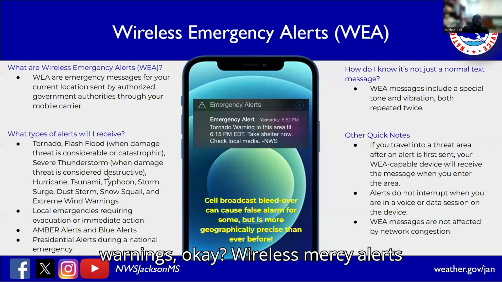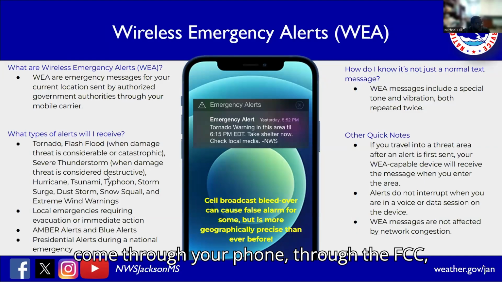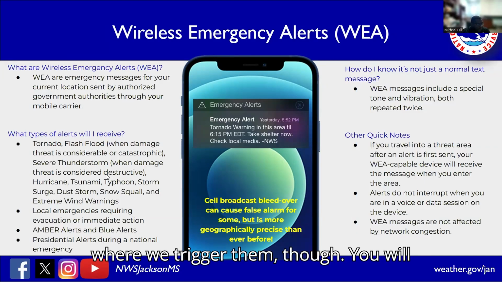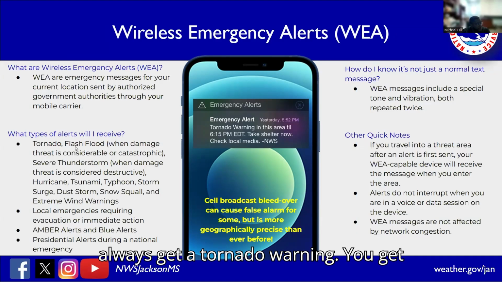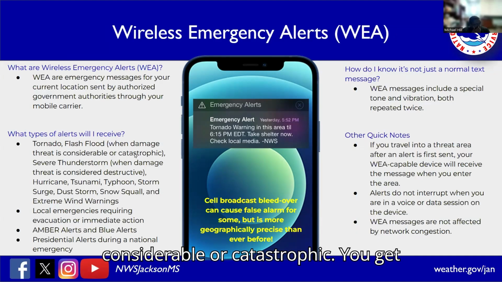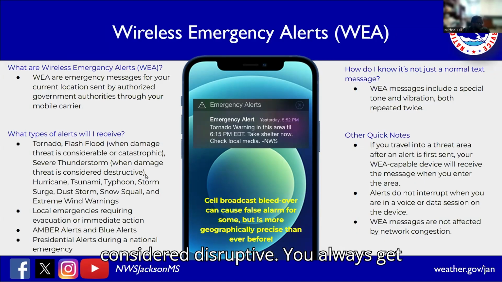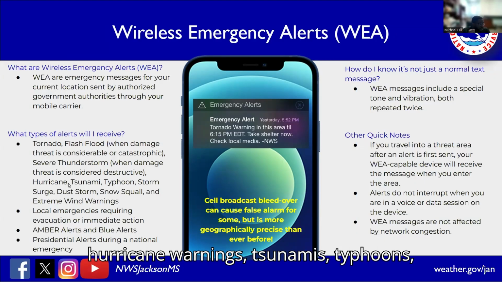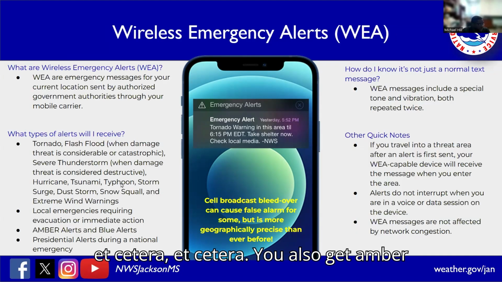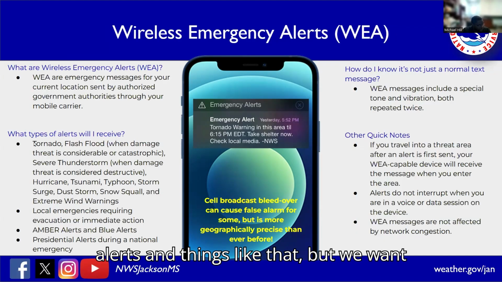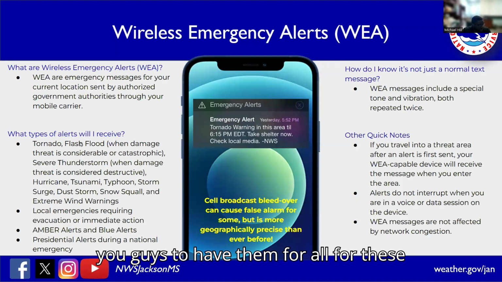No weather radio and your WEA are going to be your best bets to get your warnings. Okay, the wireless emergency alerts come through your phone through the FCC, but we trigger them though. You will always get a tornado warning. You get flash flood warnings when they're considerable or catastrophic. You get severe thunderstorms when they're considered destructive. You always get hurricane warnings, tsunamis, typhoons, et cetera, et cetera.